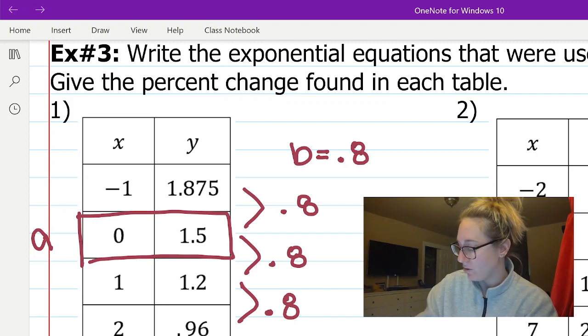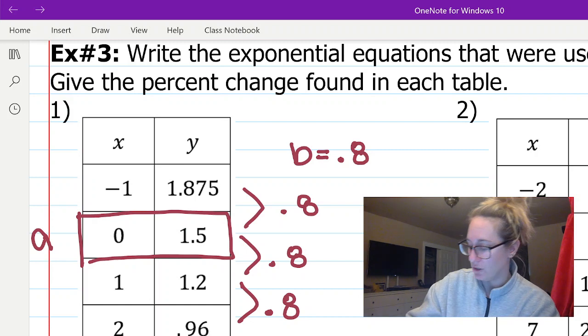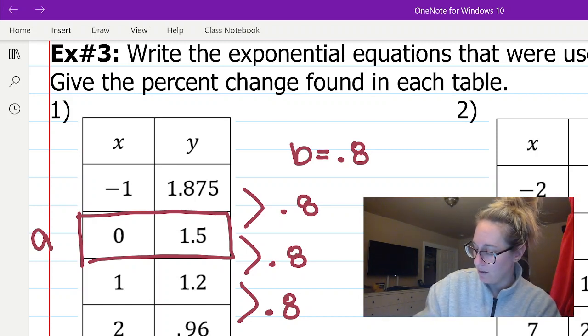So that is a decrease of 20%. I don't know why I put an equal sign there. Decrease of 20%.